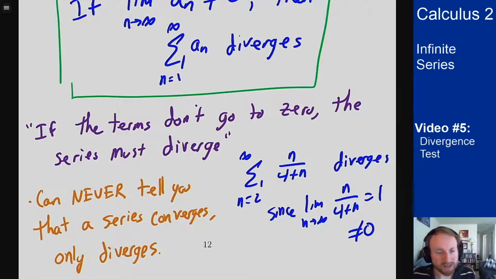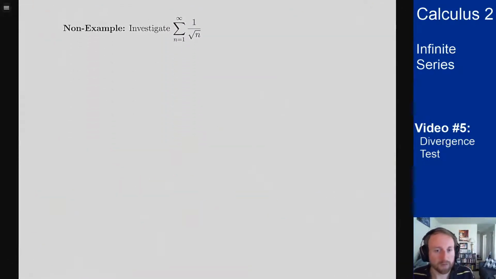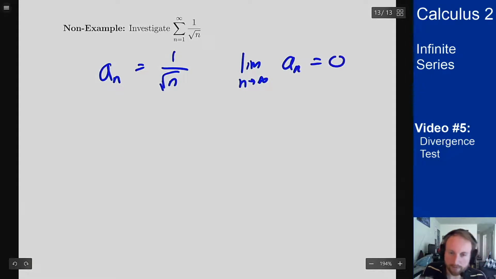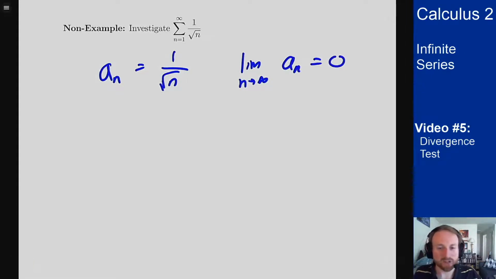So to put that all in perspective, let's look at an example. And this I have titled non-example for a particular reason. I want to investigate the sum for n equals 1 to infinity of 1 over square root of n. So we'll notice here that my terms, a_n, are 1 over square root of n, and so the limit as n goes to infinity of a_n equals 0. So if you were applying that divergence test incorrectly, you would say that therefore this series converges, which is wrong. Because just because the terms go to 0 does not mean it converges. If I had gotten something non-zero here, I could conclude that it diverged. But because I got 0 here, the divergence test tells me nothing.